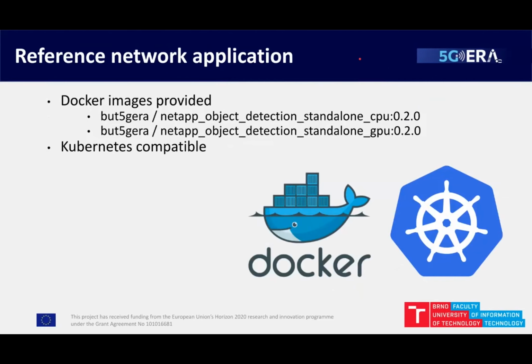We also created and provided Docker images for this network application, which are of course Kubernetes compatible, so you can use this network application without installing any dependencies. You can just download the Docker image and run it. And we have several of these images. For example, for the standalone variant of object detection, we have CPU and GPU images, and we also have images for the distributed variant. So you can also try this variant.